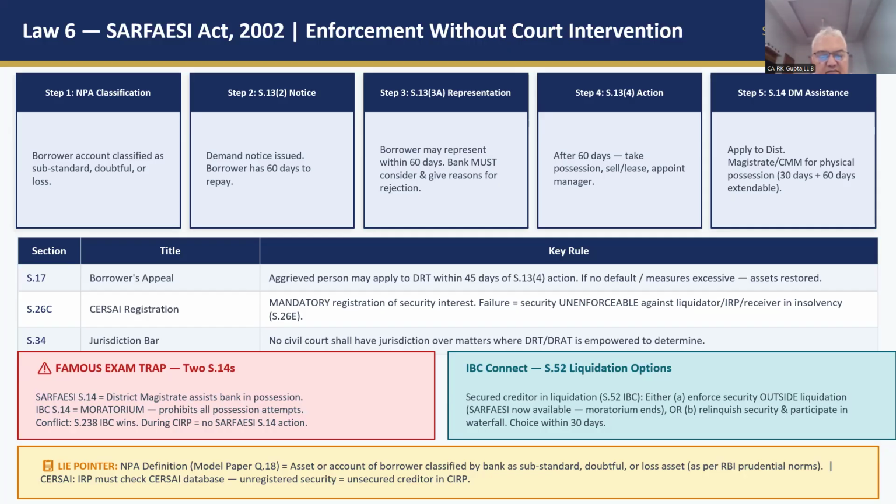NPA definition: it is an asset or account of the borrower which is classified by the bank as substandard, doubtful or loss asset as per RBI prudential norms. Regarding SURFACE, the IRP must check the SURFACE database, and unregistered security is unsecured creditor in CIRP. Because while taking action under section 52 also, the secured creditor has to prove the security interest through records of SURFACE, MCA or NESL.